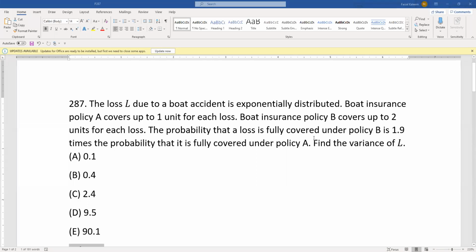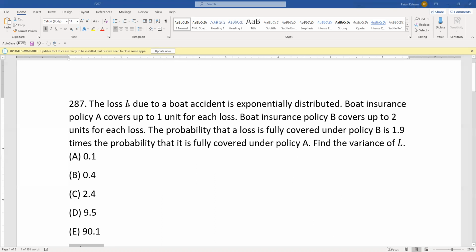The loss L due to a boat accident is exponential. Insurance policy A covers up to 1 unit of each loss. Insurance policy B covers up to 2 units. The probability that a loss is fully covered under policy B is 1.9 times the probability that the loss is fully covered under A. Find the variance of L.